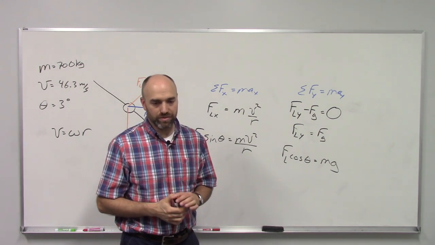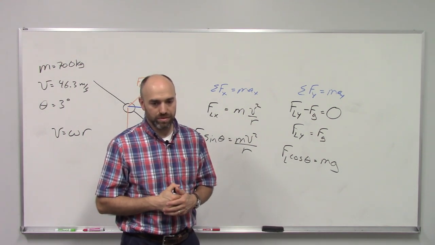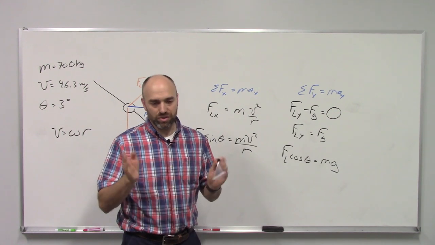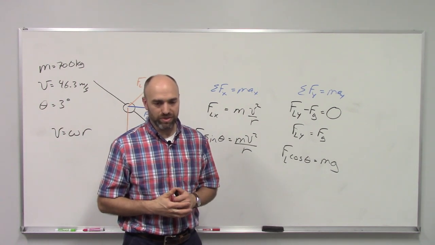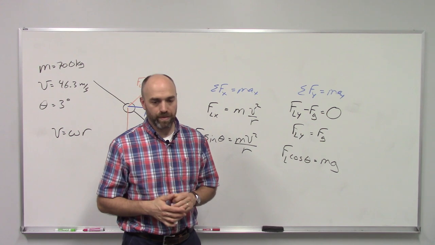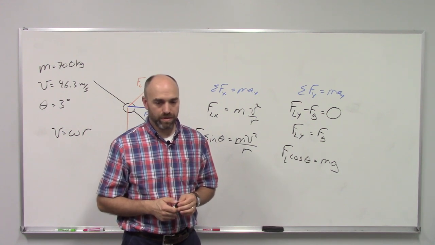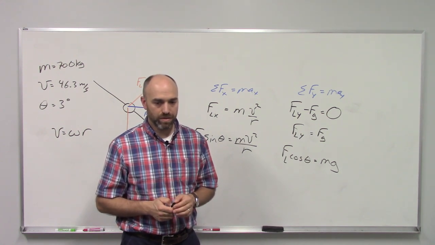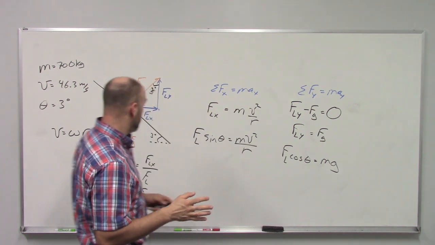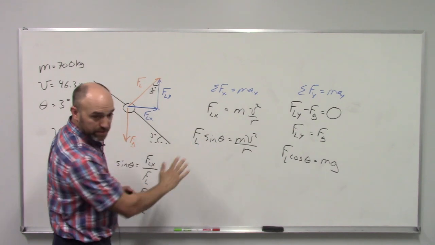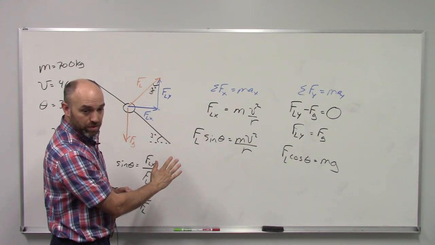And do we have to do sig figs for this problem? No, this is just a regular problem. There's no measurements here. And then for part B, would you change the bank angle to 107 instead of 3? No. So for part B, okay, so can I erase this stuff? Yeah? Okay.